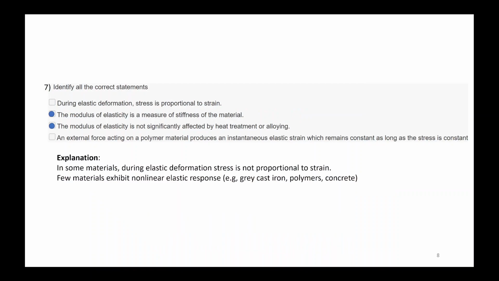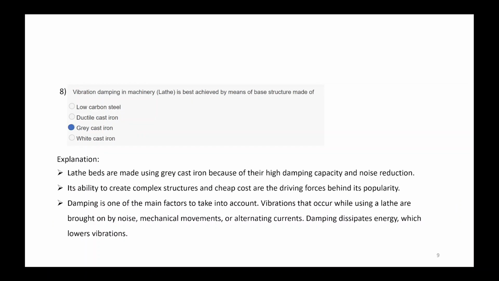Seventh is identify all correct statements. The correct ones are that the modulus of elasticity is a measure of stiffness of a material, and the modulus of elasticity is not significantly affected by heat treatment or alloying. The others are incorrect. During elastic deformation, stress is proportional to strain, but that is not necessarily true for all materials, because rubber, grey cast iron, polymers and concrete don't have a linear elastic region.